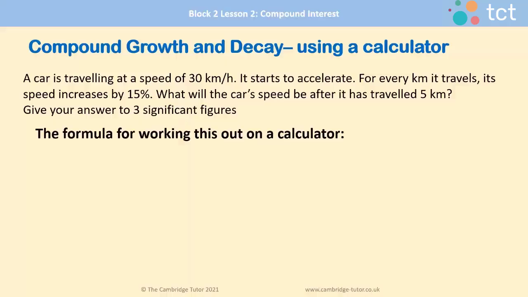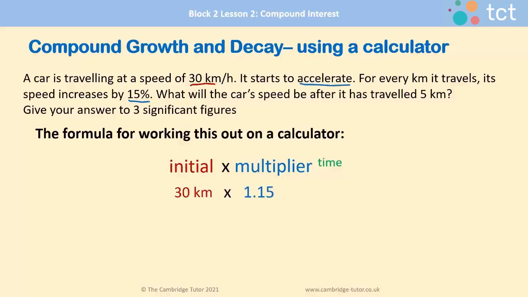So I'm going to put this in my formula. What have I got? So the initial amount is how far the car is travelling to start with, and that's 30 kilometres an hour. The multiplier, that's the percentage by which it speeds up. That's 15%. Remember, because we're adding that onto the initial amount, it's going to be 1.15. Now, the power of time. There's nothing in here that tells us how long the car has been going for. It's what will the car's speed be after it has travelled 5 kilometres.